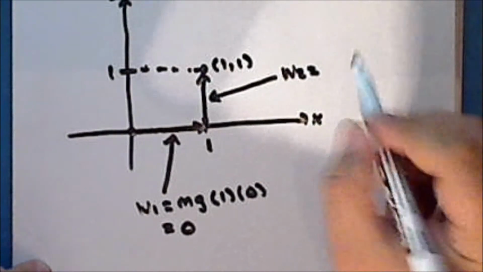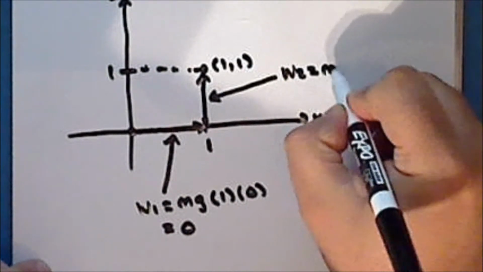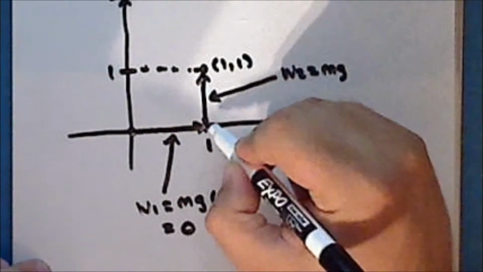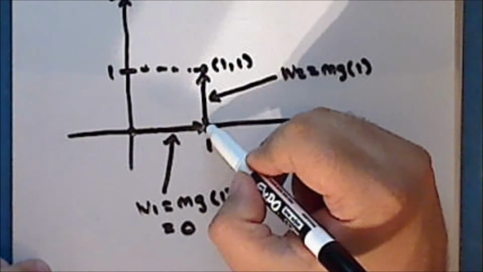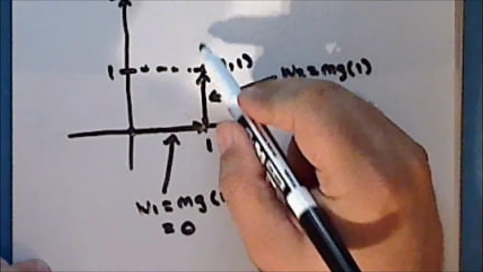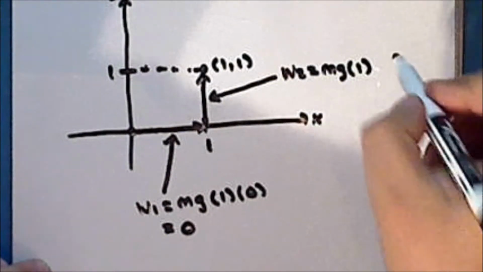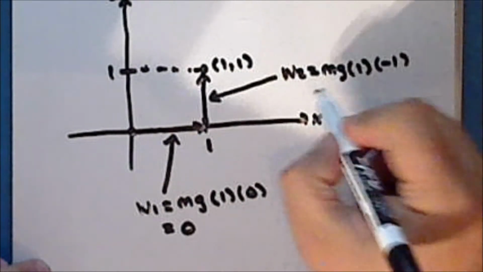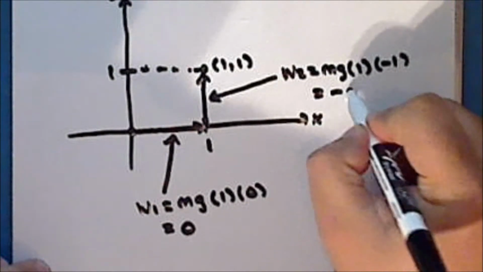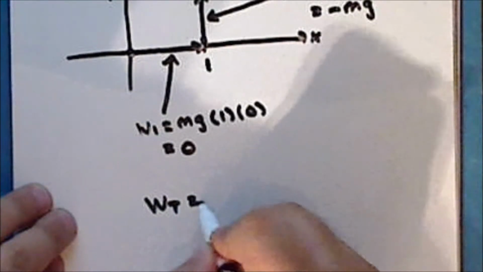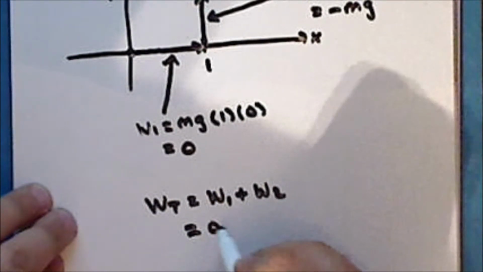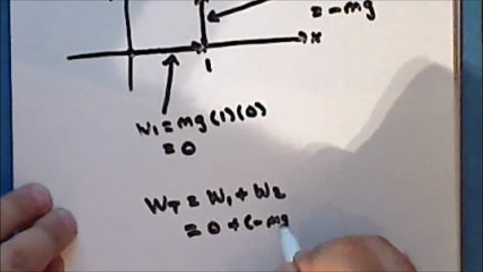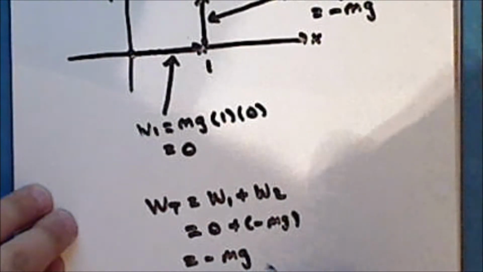For the second leg of the trip, the work done is the magnitude of the force of gravity, which is m times g, times the magnitude of the displacement, which is 1. Now the angle between the displacement vector and the force of gravity is 180 degrees. Cosine of 180 degrees is negative 1. So the work done for this leg is negative mg. So that the total work done, which is the sum of W1 and W2, is 0 plus the negative of mg, which is negative mg.